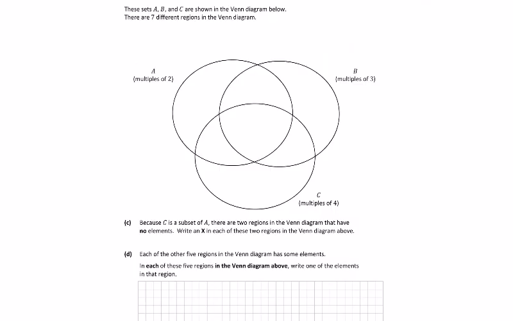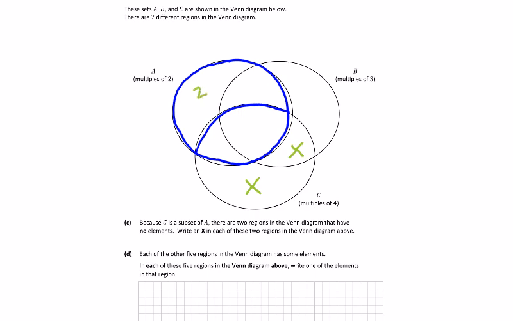So these are the sets A, B, and C. There's 7 different regions in the diagram. And we're told in part C, because C is a subset of A, so let's just put a circle around A. C is a subset of A, so this part here is a subset of A. So these two have to have elements. The ones that don't have elements, there can't be anything in here because all of C has to be in A. So put an X in those two. And then in each of the other 5 regions, there are some elements. And we're asked to write one of the elements in that region.